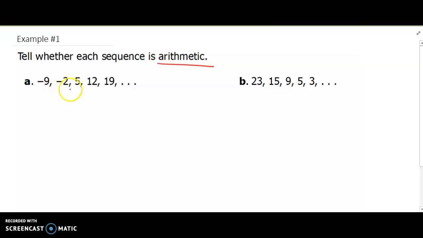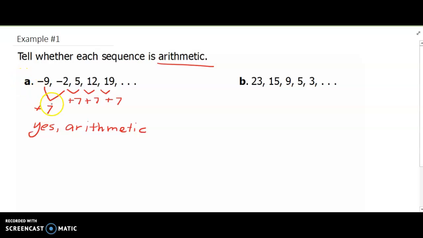So if I look here, here are the first 5 terms of the sequence. From -9 to -2, all I'm doing is adding 7. Then from -2 to 5, once again, I'm adding 7. 5 to 12, I'm adding 7, and 12 to 19, I'm adding 7. So we would say, yes, this is an arithmetic sequence, and the reason it is arithmetic is because I'm adding the same number every time. Or it could be, remember, we can add a negative number too, or subtract the same number each time.